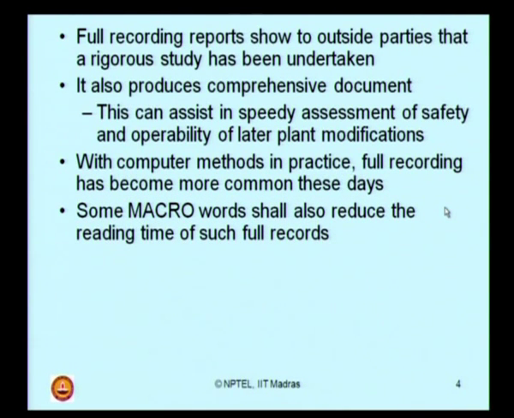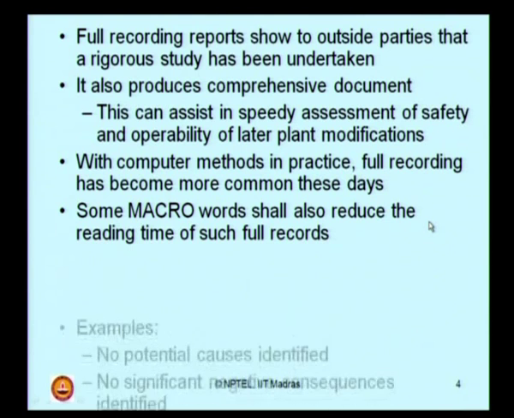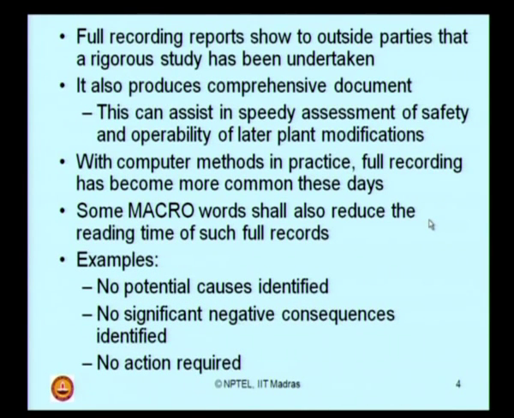While doing full recording, we sometimes use what we call macro words. Let us quickly explain what we understand by macro words. The macro words shall also reduce the reading time of such full records. I will come to that. There can be examples given for macro words: no potential causes identified, no significant negative consequences identified, no action required.